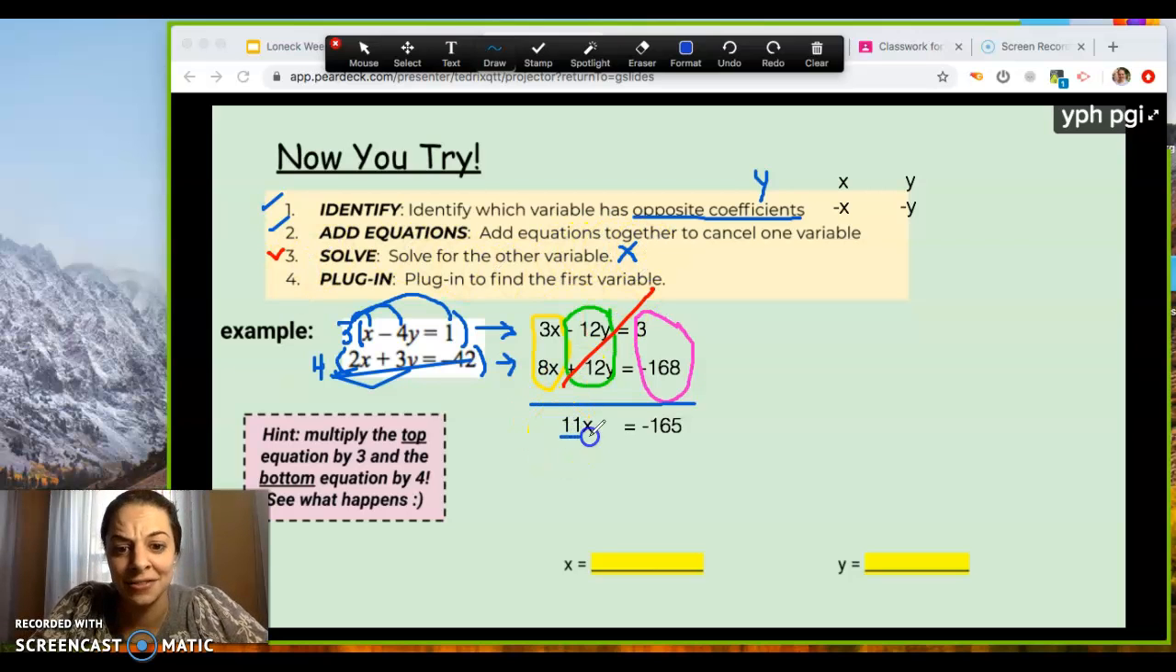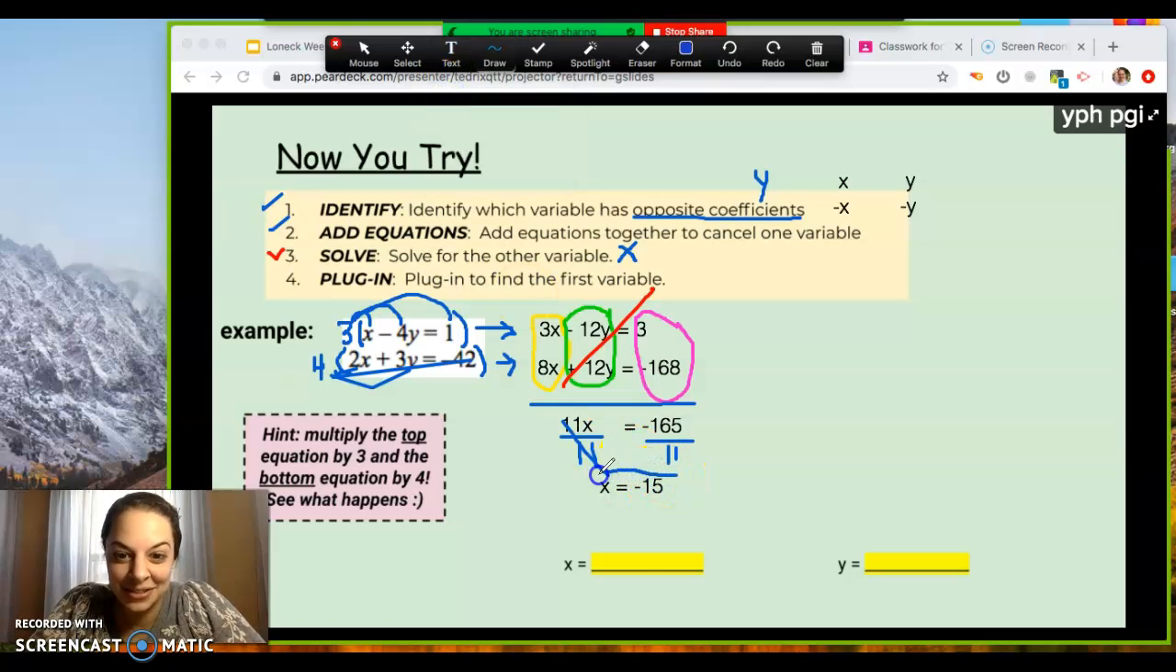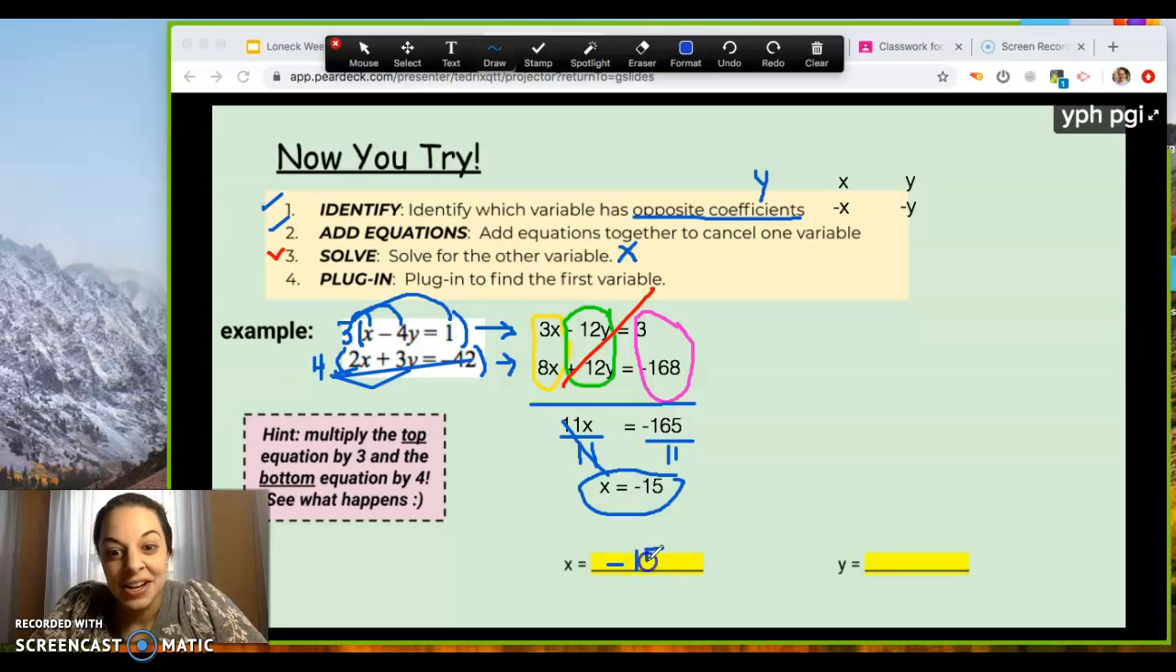So to do that, divide both sides by 11. On the left-hand side, those 11s cancel each other out. We are left with, on the left-hand side, x equals, and then a negative 165 divided by 11 is negative 15. Cool. So now we have part of our answer. That's awesome. We have that x equals negative 15. Now, you might be asking yourself, cool, we're done. You're not done yet. You still need to do step 4, plug in to find the first variable.